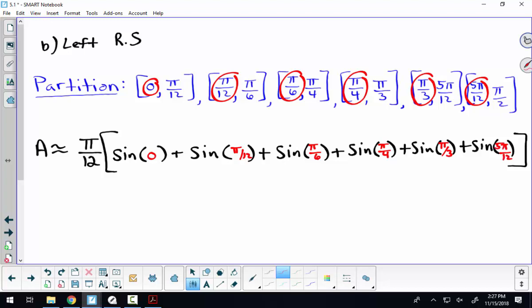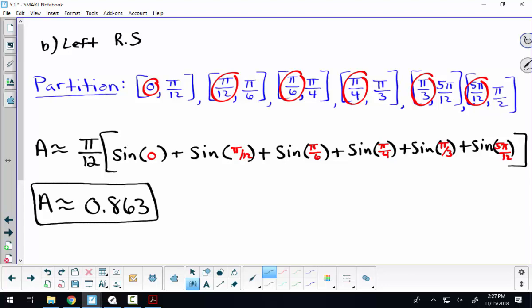All right. So you can see that just shifts it over from where we were previously with the right Riemann sum. And then this area is approximately 0.863. So again, once you have the grid points, it's still a little bit tedious to plug in all those function values, but at least you have your bearings on the problem once you have your grid points.